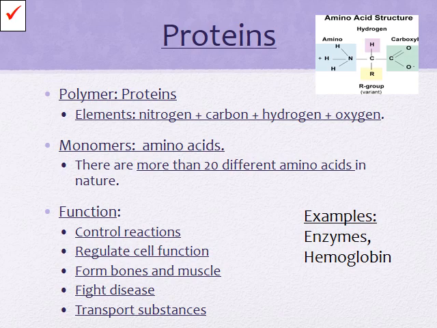Proteins. Once again, proteins are the polymers themselves. The elements found inside proteins include nitrogen, carbon, hydrogen, and oxygen. The monomers of proteins are amino acids. Now in nature, there are more than 20 different amino acids that show up, and they are often comprised of a carboxyl group, an R group, an amino group, carbon, and hydrogen. Proteins have a wide variety of functions inside the body. They can control chemical reactions, regulate cell function, form bones and muscles, fight disease, and even transport substances. Some great examples include enzymes, which we'll be discussing later, and hemoglobin, which is found inside your blood.